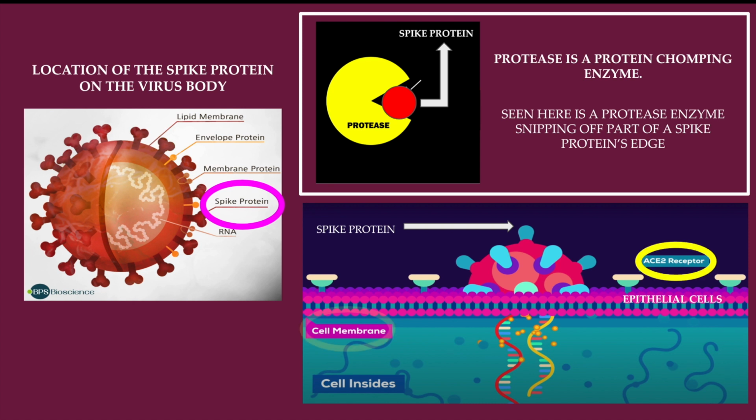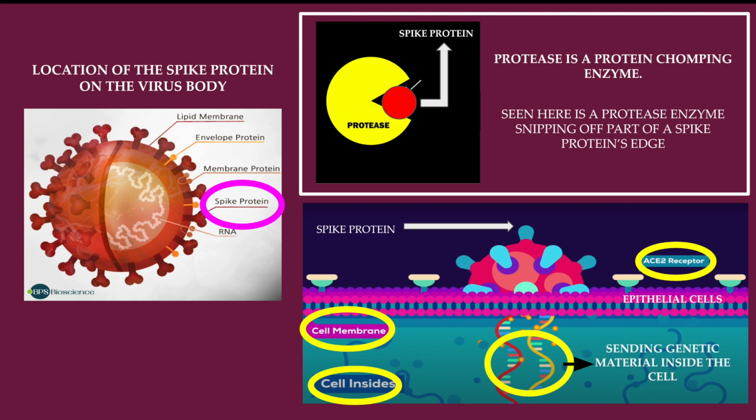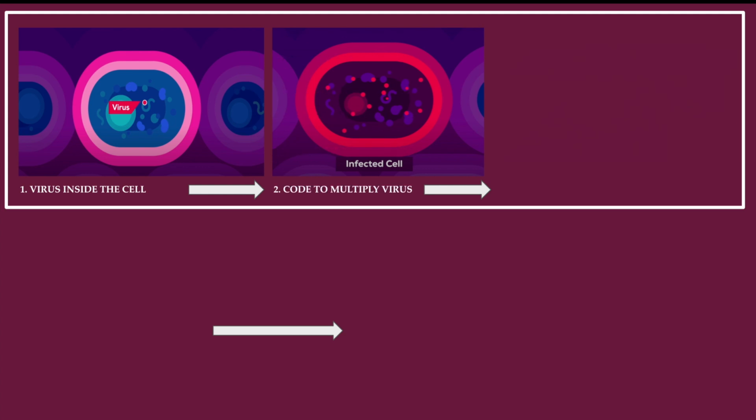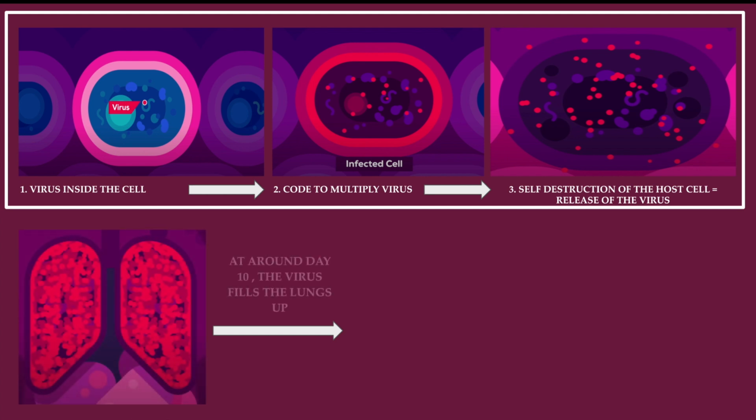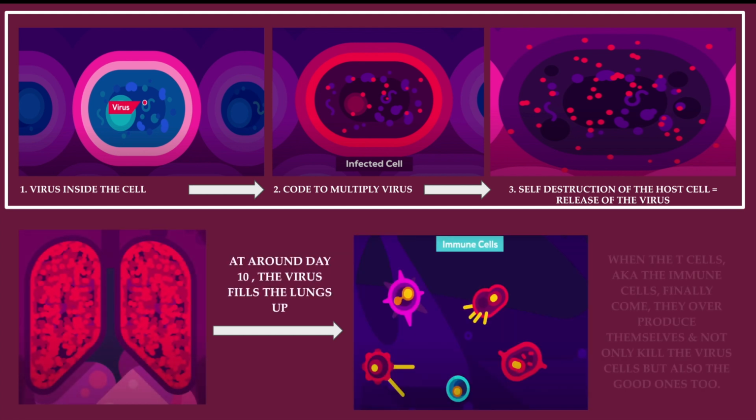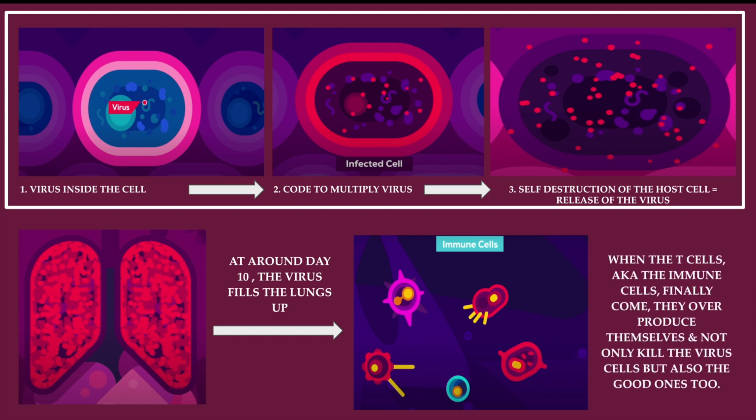Once connected, the virus sends its genetic material inside the cell. The code tells the cell to multiply the virus inside the host cell until one final code tells it to self-destruct. After the cell dies, the viruses inside are set free to continue the process of multiplication and self-destruction of the host cells. Around day 10, the virus fills the lungs up. When the T cells, aka the immune cells, finally come, they overproduce and not only kill the virus cells, they kill the good ones too. This makes a lot of pus and debris in the lungs, and since there's no way to take it out, this causes pneumonia and inflammation.